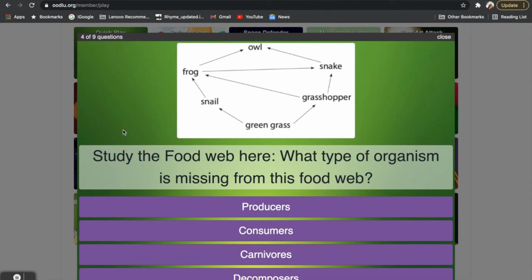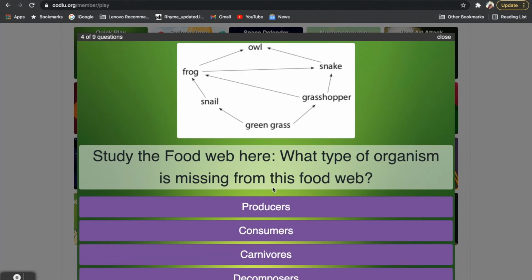What type of organism is missing from this food web? Producer, consumer, carnivore, or decomposer? We have green grass, which can be eaten by a snail, and then a snail can be eaten by a frog. But a frog can also be eaten by a snake, who is then eaten by an owl, or a frog can just be eaten by an owl. Or grass can be eaten by a grasshopper. A grasshopper can either be eaten by a snake or a frog. And the frog, as we saw, can be eaten by a snake or an owl.